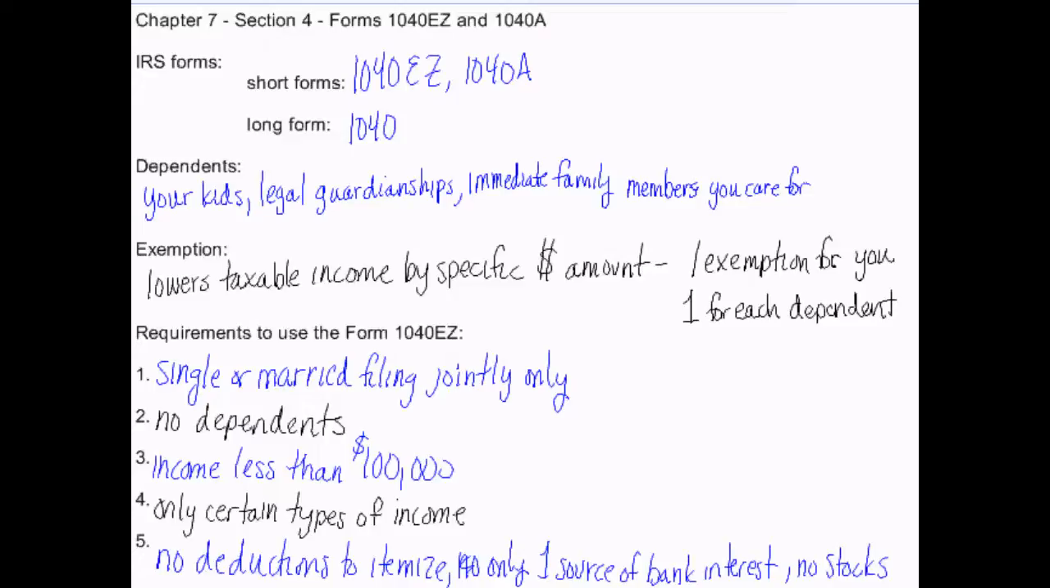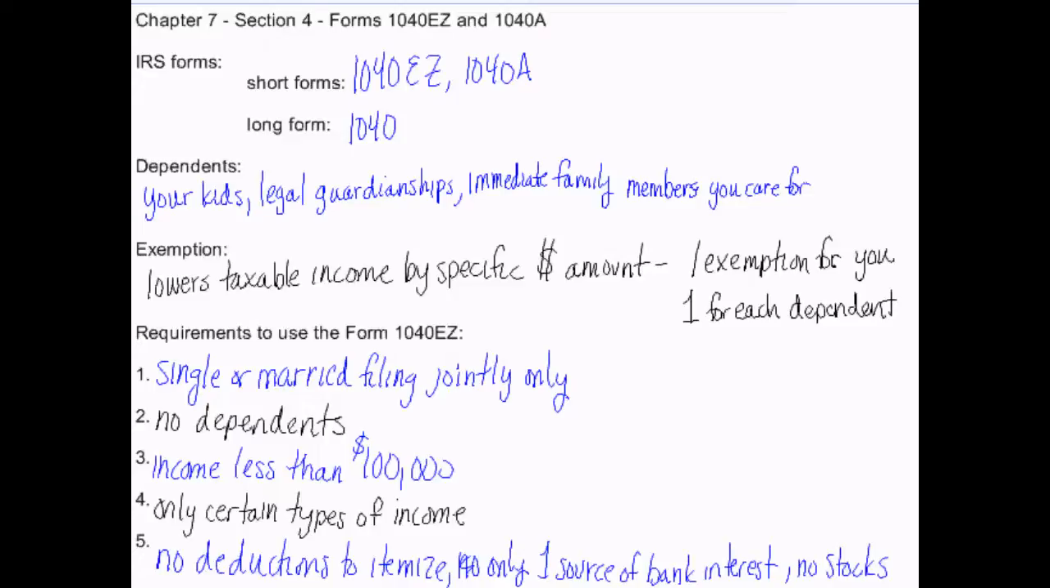Okay. Exemptions lower your taxable income by a specific dollar amount. Last year that amount was $3,800. It may change this year. I'm not 100% certain on that. But for filing 2013 taxes, that amount was $3,800. You claim one exemption for yourself, and then one for every dependent that you have. So if you and your spouse, there's 2 exemptions. If you and your spouse and 3 kids, that's 5 exemptions. And each one is worth $3,800 deducted from your income.